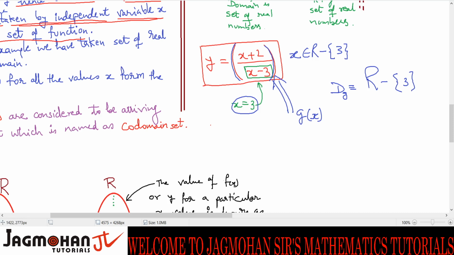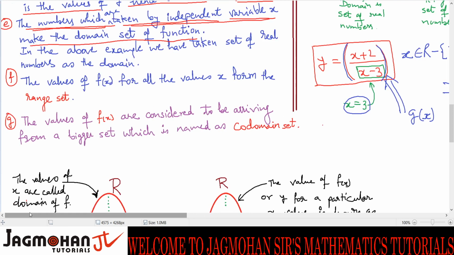If you want to listen to this again, you can replay the video. The pointer was that the numbers taken by the independent variable x make the domain set of the function. In the above example, that is y equals 2x, we have taken the set of real numbers as the domain. Set of real numbers, that is all real numbers, my dear students.